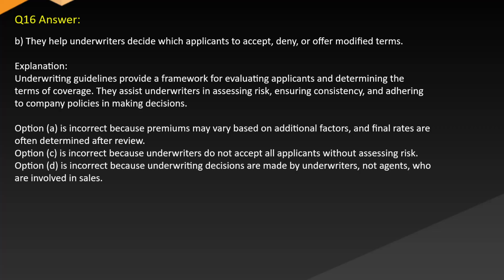Option A is incorrect because premiums may vary based on additional factors and final rates are often determined after review. Option C is incorrect because underwriters do not accept all applicants without assessing risk. Option D is incorrect because underwriting decisions are made by underwriters, not agents who are involved in sales.